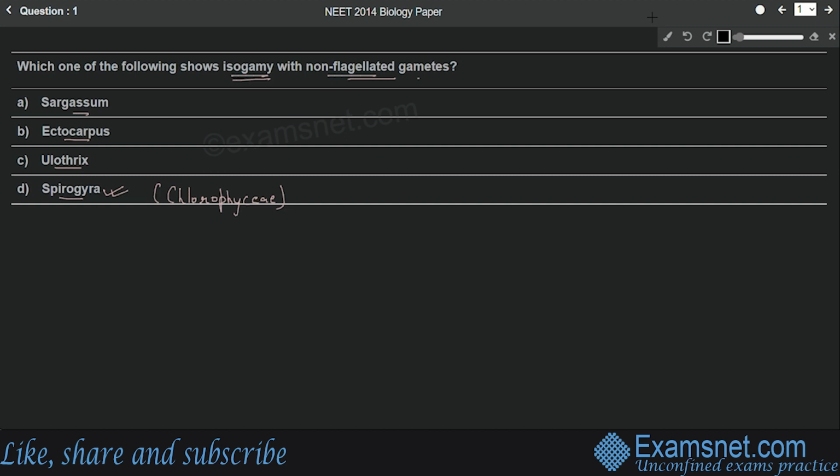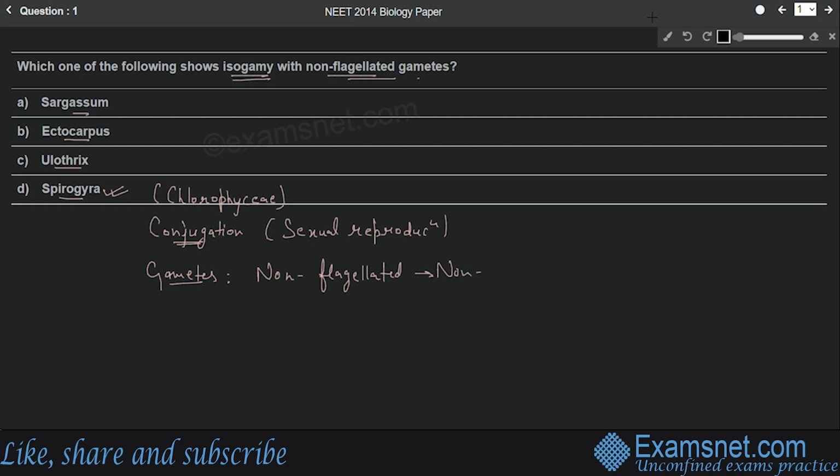Now the sexual reproduction that takes place in Spirogyra is known as conjugation. It is the sexual reproduction. Now what type of gametes are involved in the sexual reproduction in case of Spirogyra? The gametes are non-flagellated, that is non-motile, and these are morphologically similar.